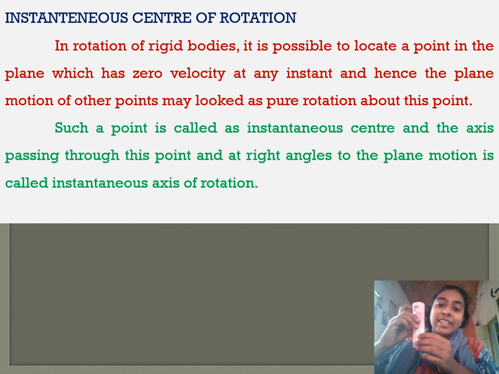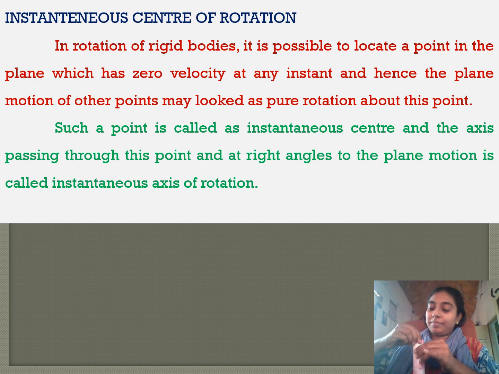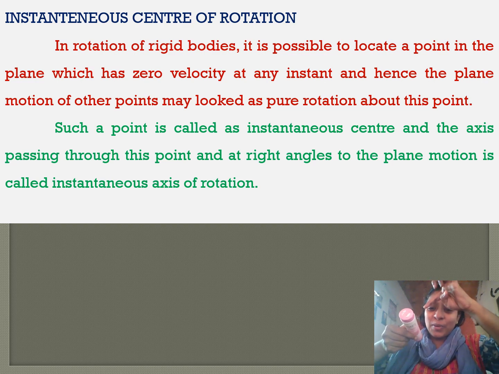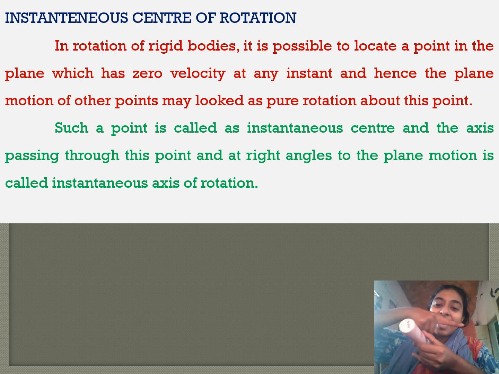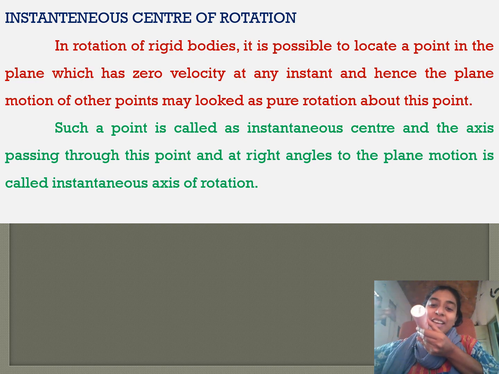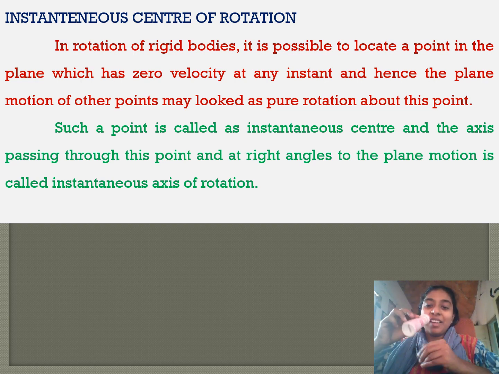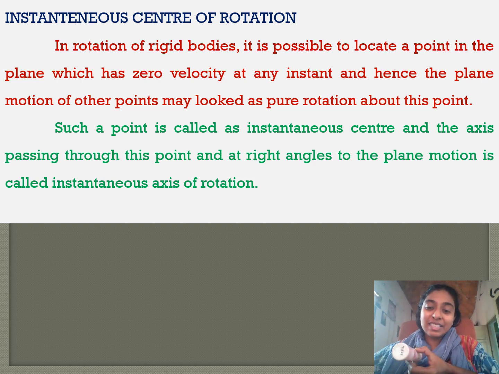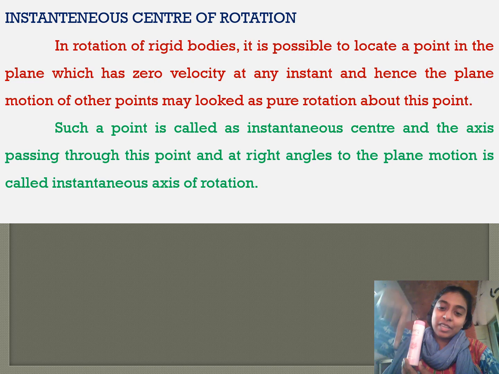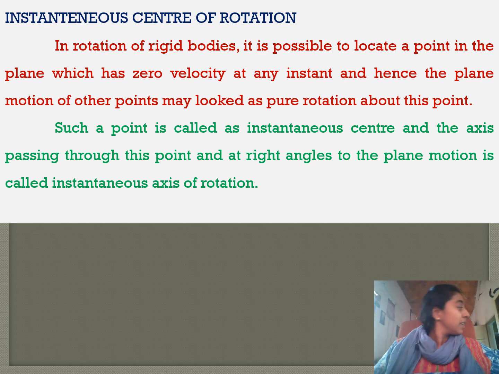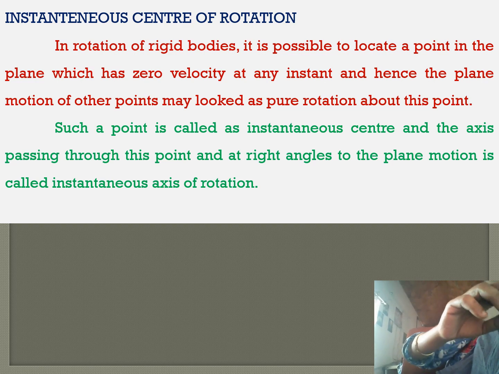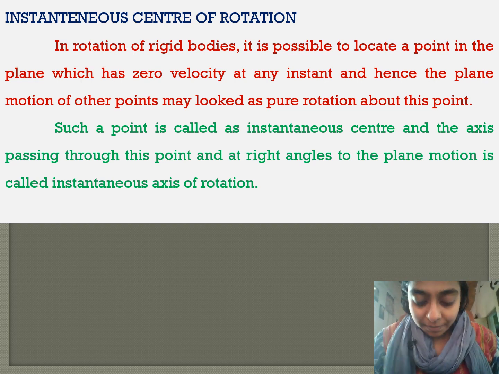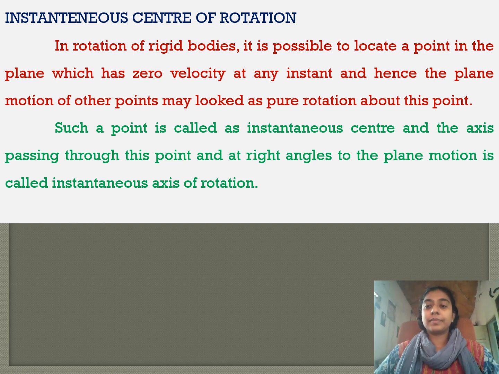If this object is rotating like this, at the center there will be a point which has zero velocity, and this axis passes perpendicular to the axis of rotation. So if this is the rotation, the axis perpendicular to the rotation is like this. That is called the instantaneous axis of rotation. If this object is rotating in this manner, then this vertical axis, the center vertical axis, will be called the instantaneous axis of rotation. So hope you understood.